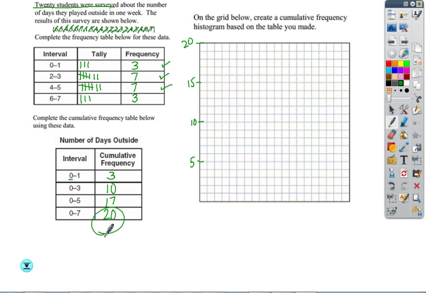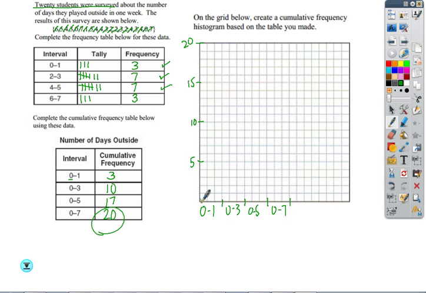Now I got to put my intervals. I've got 1, 2, 3, 4 intervals. So I'm starting at 0, so I don't need a break in my graph. I'm going to make each interval 3 spaces wide. So I've got 1 interval, 2 intervals, 3 intervals, 4 intervals. So I just write my intervals on the bottom, 0 to 1, 0 to 3, 0 to 5, 0 to 7. And now I just gotta graph the frequency.